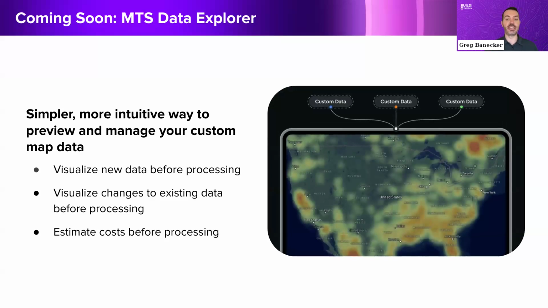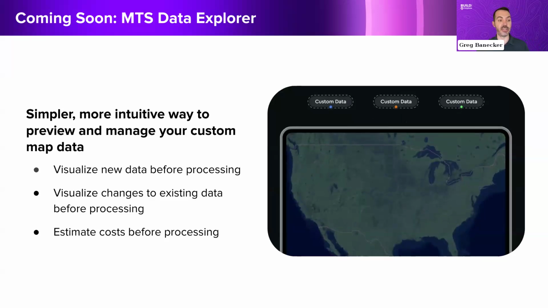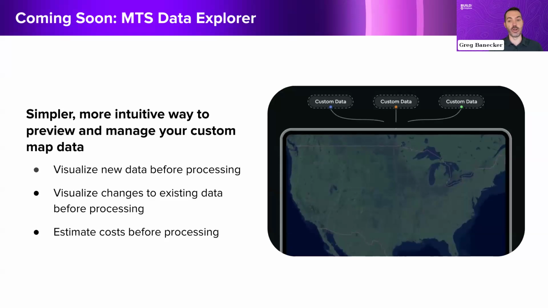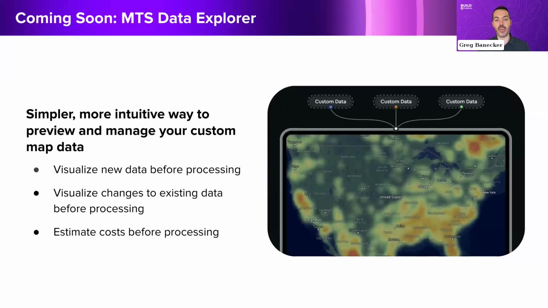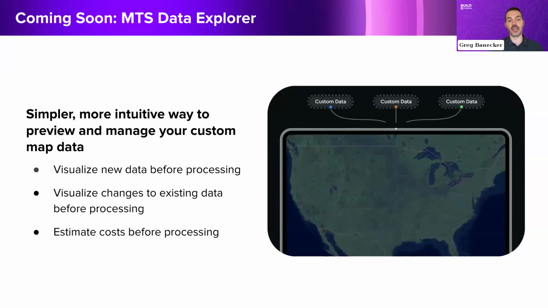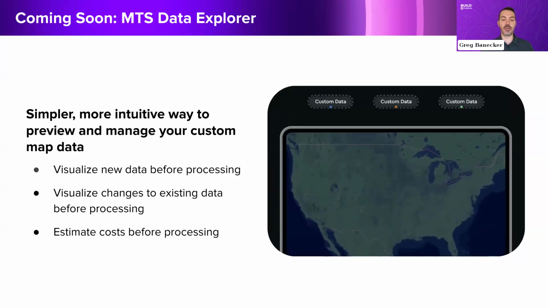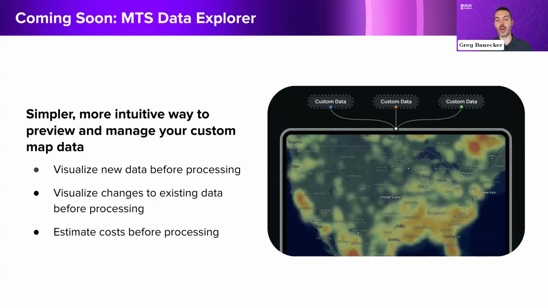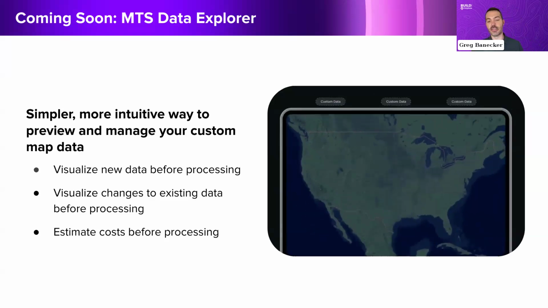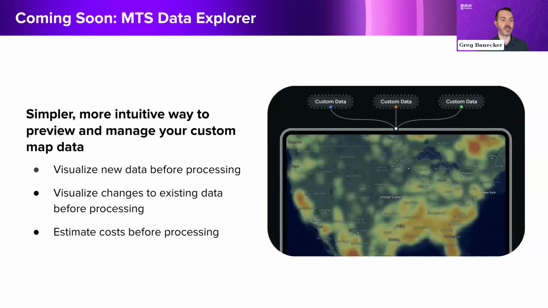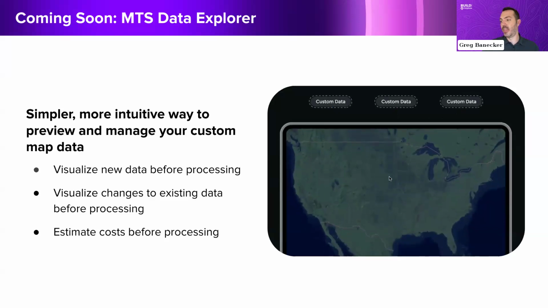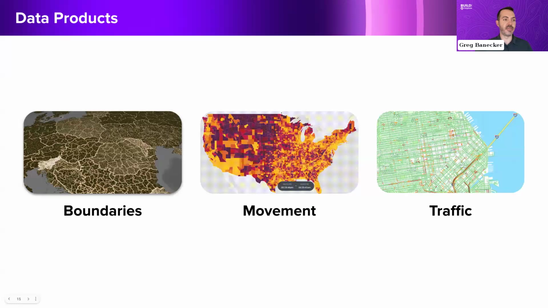You'll be able to visualize changes to existing data before processing it. So if you're going to make a change to a tile set or a visualization that already exists, you could preview what the change does. And then you will also be able to generally estimate what your costs are going to be before processing. Again, these 3 bullet points you see here, this is feedback we've gotten from our customers that we are working to integrate into the tiling service. And I'm going to pass it off to Chris.